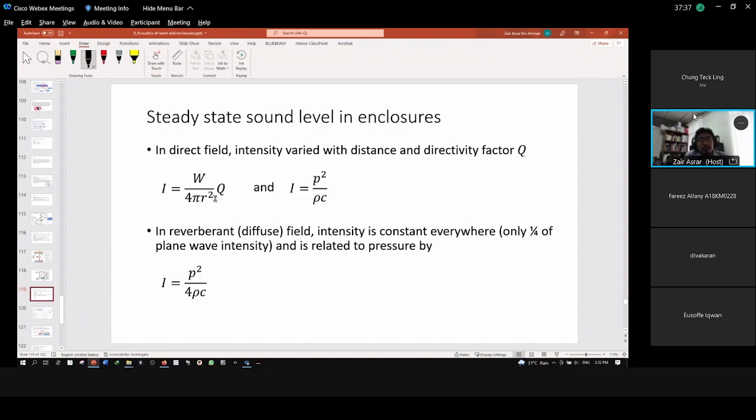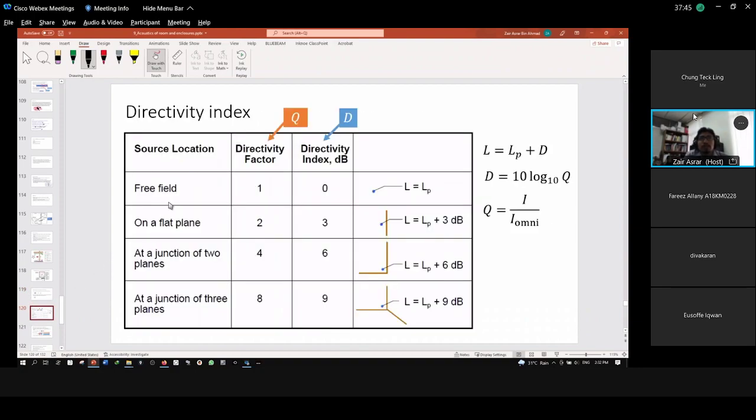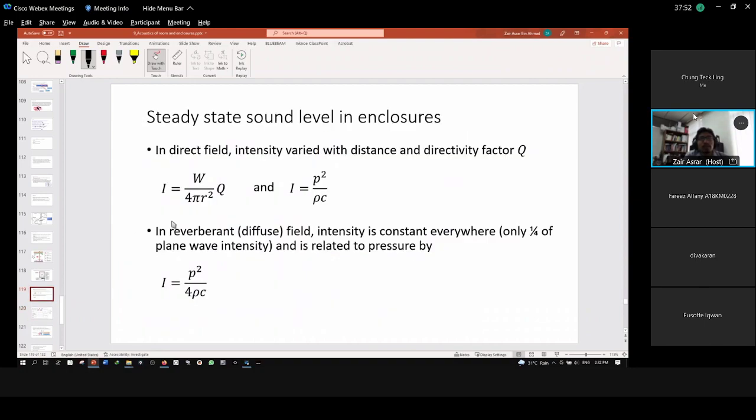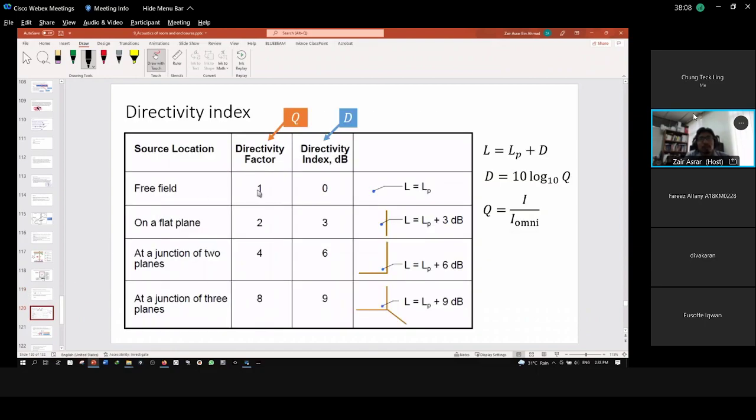So different situations will change our directivity factor Q. For example, if we have a free field, the directivity factor Q will be equal to 1. So basically, if Q equals 1, we have no Q here. Intensity is equal to sound power over the propagating area, in this case 4 pi r squared, which represents the propagating area of this field. That's the reason why the directivity factor for a free field is equal to 1. It's propagating as a sphere.